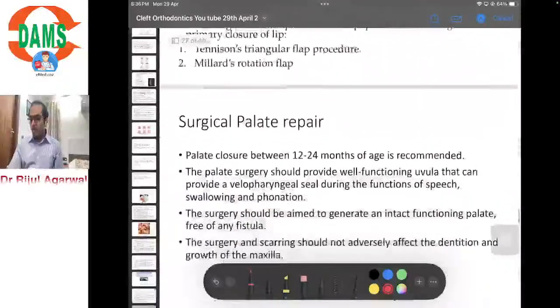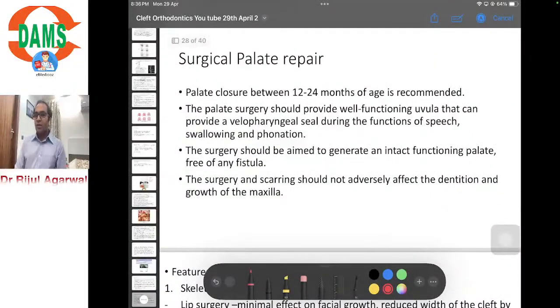Next is the surgical palate repair. The palate repair is done at the age of 12 to 24 months. The aim is to provide a well-functioning uvula that helps in providing a good velopharyngeal seal. What is velopharyngeal seal? We'll discuss it further when we do velopharyngeal insufficiency. It helps in developing proper swallowing and phonation. An intact functioning palate free of any fistula is the aim of the surgery. Both help in phonation as well as eating food.